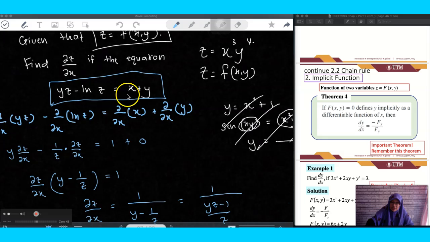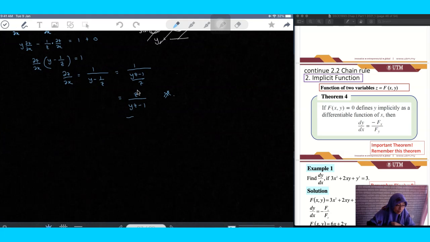Yes, you have to bring everything on the right to the left, or you can bring everything on the left to the right. So you can use either way. Okay, so let's say now I try to bring everything on the right to the left.